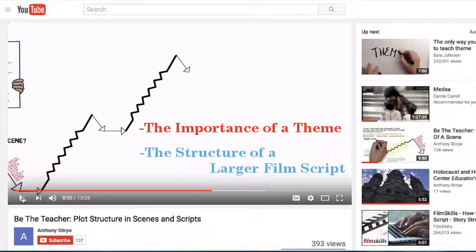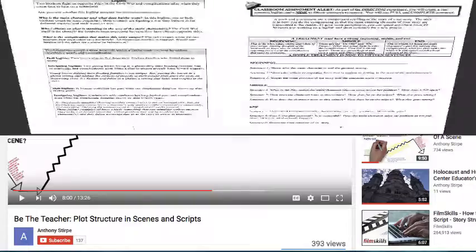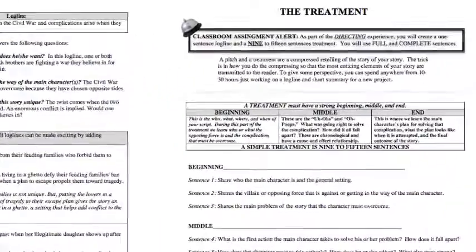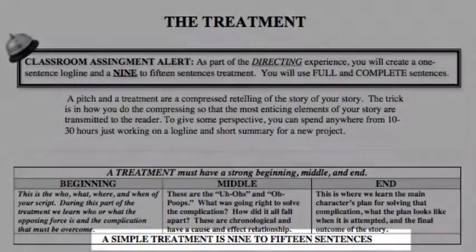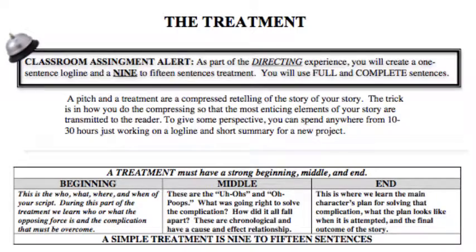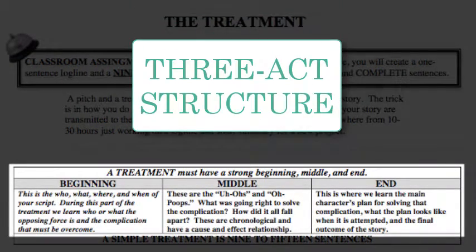This video goes into other topics, such as the importance of a theme and the structure of a larger film script. The next thing you will want to do when you are working on a narrative film is to build a treatment. A treatment is a 15-sentence version of the entire movie. Usually the treatment is broken down into 3 parts, which some refer to as a 3-act structure.